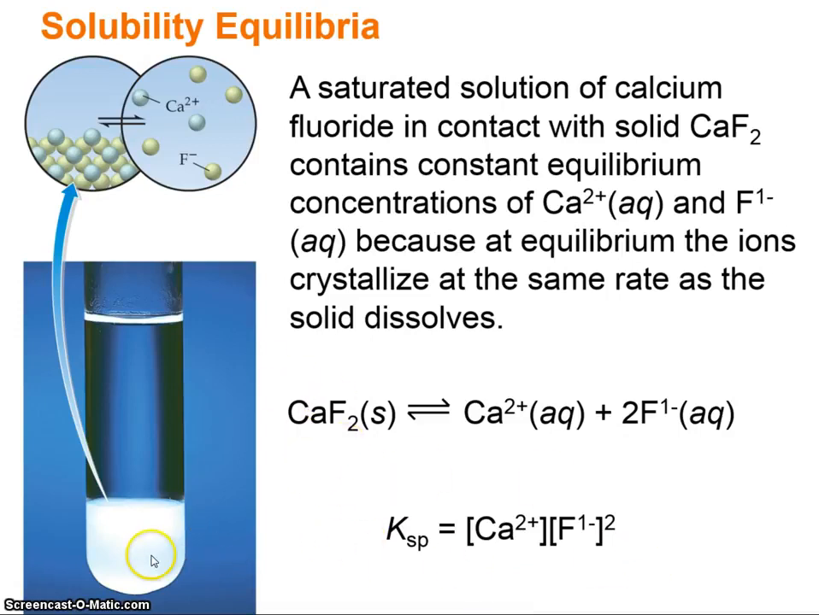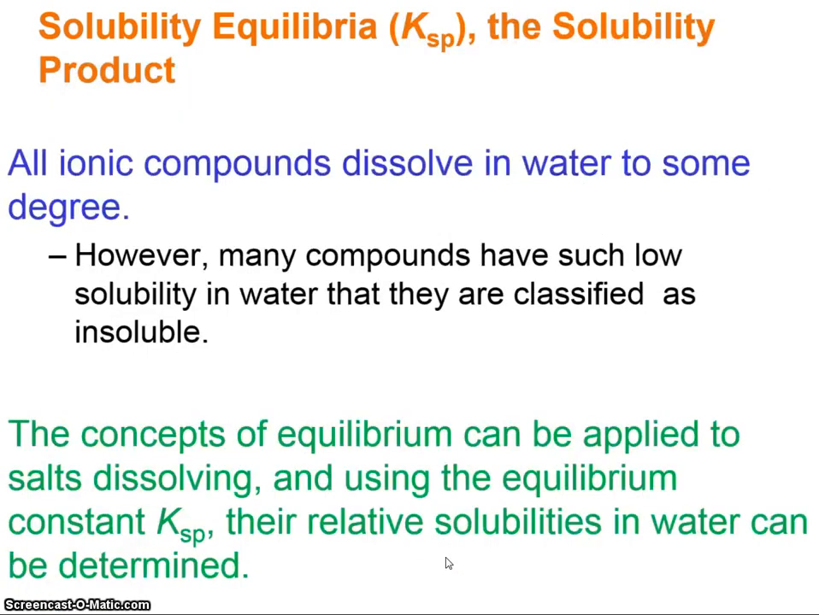Because we're looking at a specific K, that's the solubility here, we're going to call this guy KSP, just like we called KW the water ionization constant, or Ka if we're looking at acid dissociation, or Kb for base dissociation. We call it KSP because it's the solubility product, since we're multiplying these guys together. All ionic compounds dissolve in water to some degree. However, many compounds have a really low solubility, and we're going to call those insoluble.